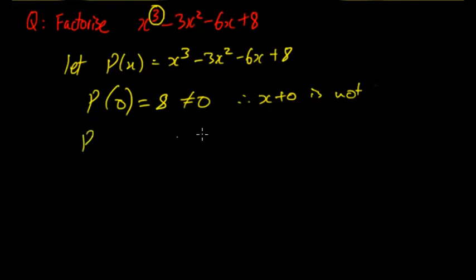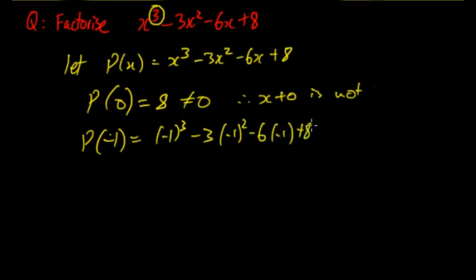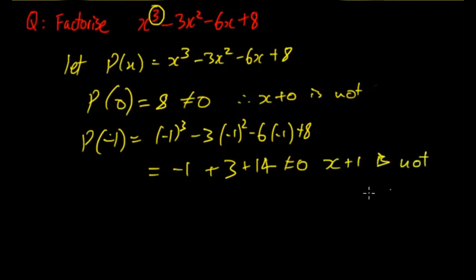And then we can sub in some other values. So p(-1), which is equal to (-1)^3 - 3(-1)^2 - 6(-1) + 8. And that's equal to -1 - 3 + 6 + 8 = 10, which is obviously not going to be equal to 0. So therefore, x + 1 is not a factor. Then we can sub in, let's say, p(1).